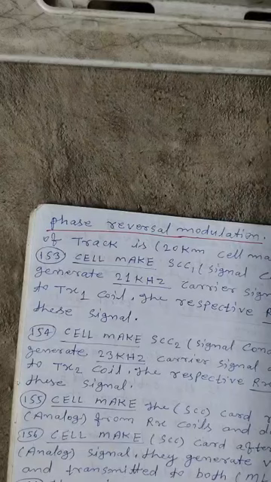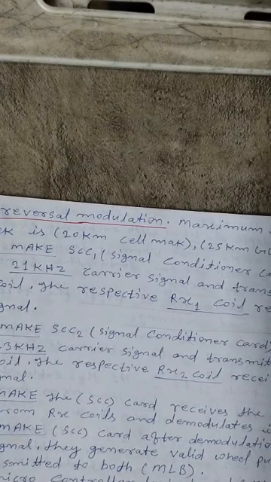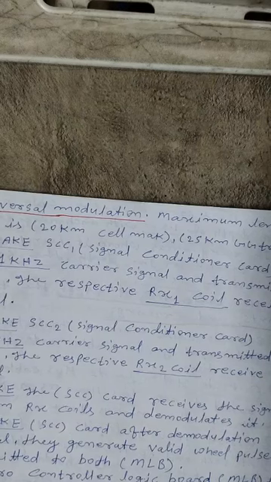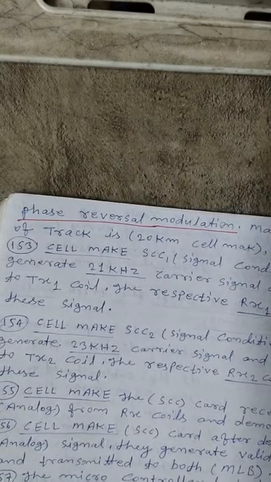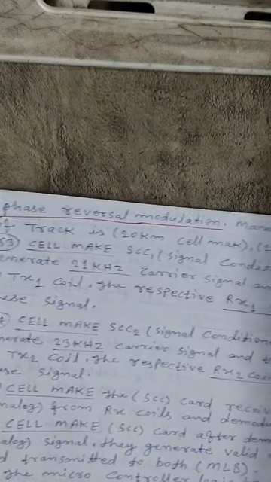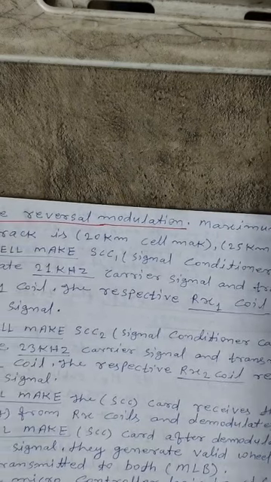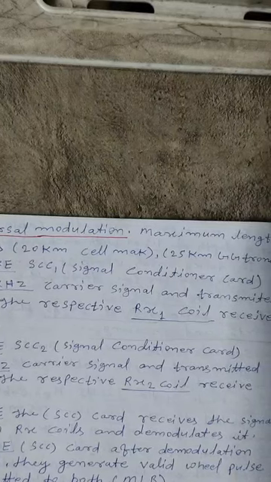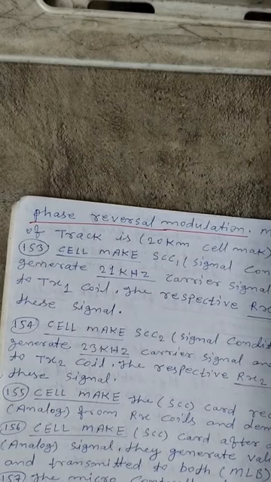Cell make SCC card receives the analog signal from RX coils and demodulates it. After demodulation of the analog signal, it generates valid wheel pulses and transmits them to both MLBs.